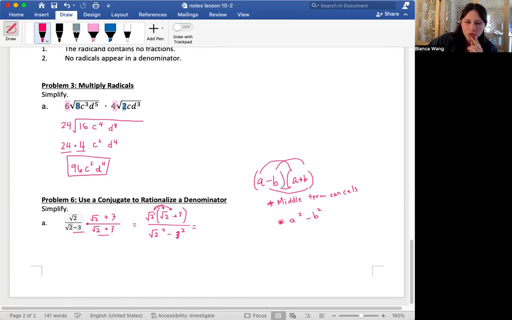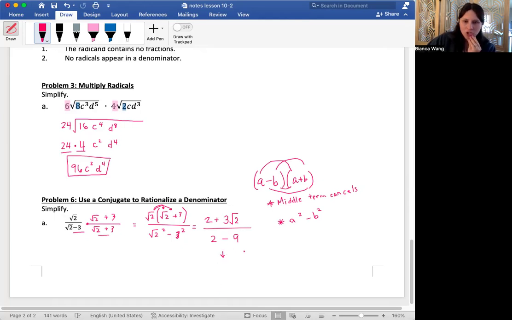So if I distribute this, what I have is square root of 2 times square root of 2, which is just 2. And then I have square root of 2 times 3. I'm going to put the 3 in front, actually. But we like to put our whole numbers in the front. Then on the bottom, I have square root of 2 squared, which cancels out the square root. I have 2 minus 3 to the second power, which is 9. I'm going to bring this down.